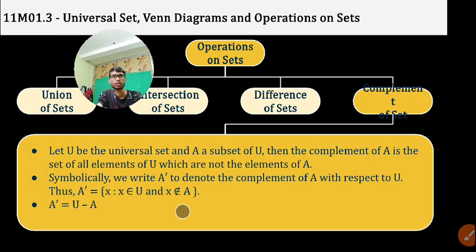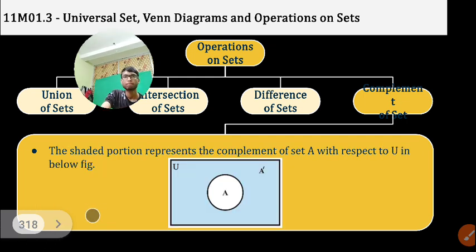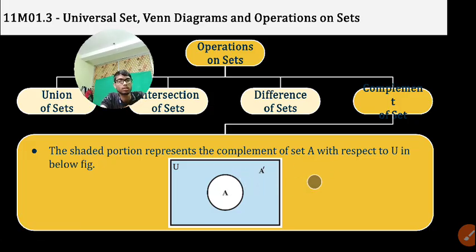With an example, let's say the complement of A is equal to U minus A. Here we have A complement. We will call it A complement. Complement of this would be this. This shaded portion represents the complement of set A. This is shaded, complement of this. This is the complement of A with respect to U in the figure below.